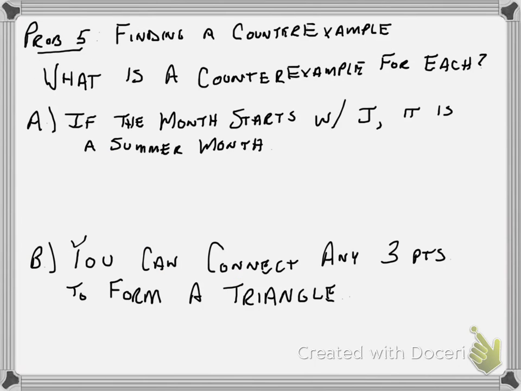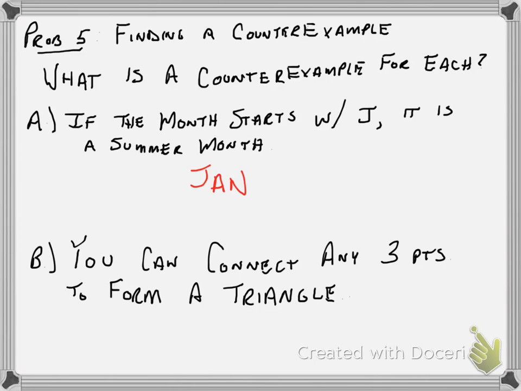Problem 5, finding a counterexample. What is a counterexample for each? And all it is saying is what statement can counteract the problem that we're dealing with. So if I'm looking at A, it says if the month starts with J, it is a summer month. Well, if we look at June and July, yeah, those are definitely summer months. But if I'm thinking about a counterexample, I'm going to say, okay, well, a counterexample of that would be January. January is a counterexample.